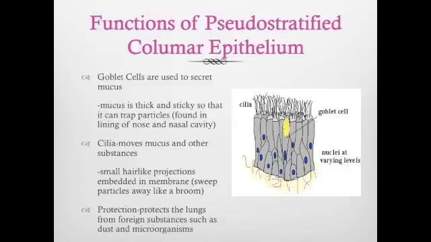Many of these tissues contain goblet cells, which secrete mucus. Mucus is thick and sticky in order to trap foreign particles that try to enter the nasal cavity or respiratory tract. Many of these tissues in the lungs are also ciliated, meaning they contain a hair-like structure called cilia. Cilia move mucus and brush particles away towards the outside of the body, like a broom.